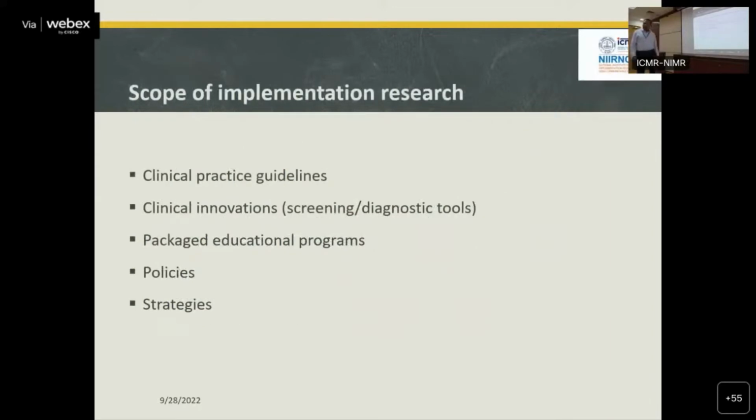So what is the scope? Again, it's a very wide subject in the sense it can be used in clinical sciences. It can be used in diagnostic instrumentation sciences or molecular biology, application of molecular biology and diagnostic tools in a public health setting, in a community setting.